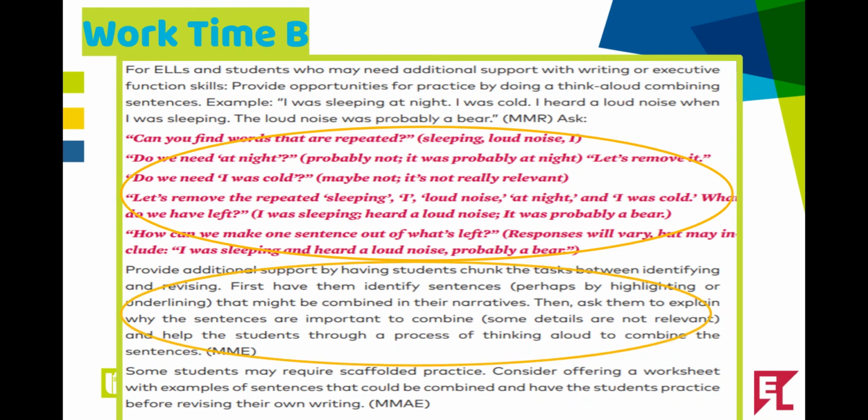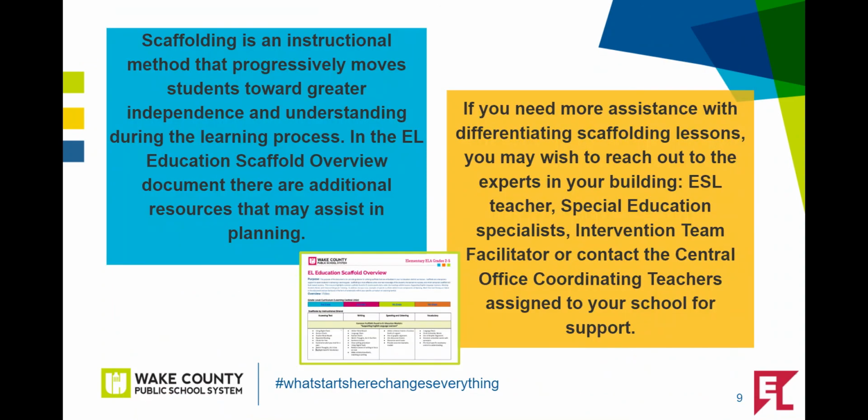Provide additional support by having students chunk the task between identifying and revising. First, have them identify sentences, perhaps by highlighting or underlining, that might be combined in their narratives. Then ask them to explain why the sentences are important to combine, like some details are not relevant, and have students think through a process of thinking aloud to combine the sentences.